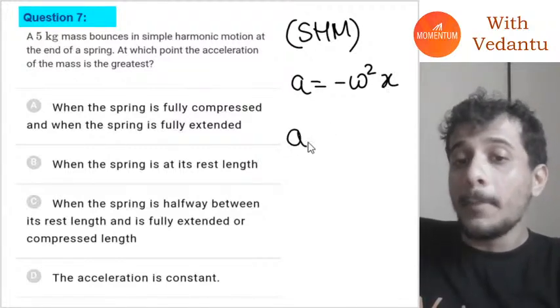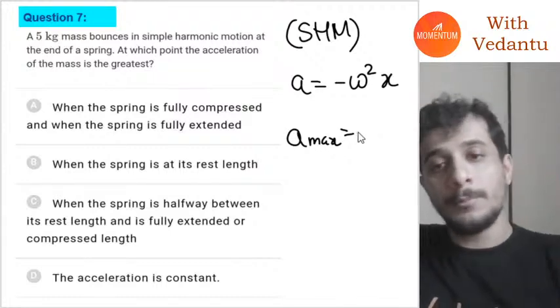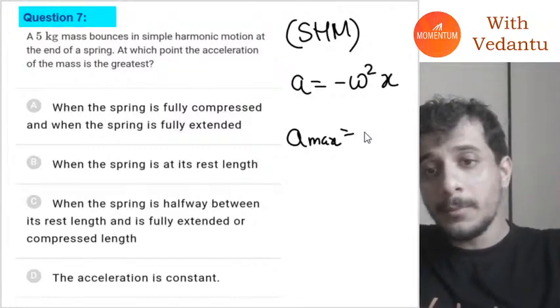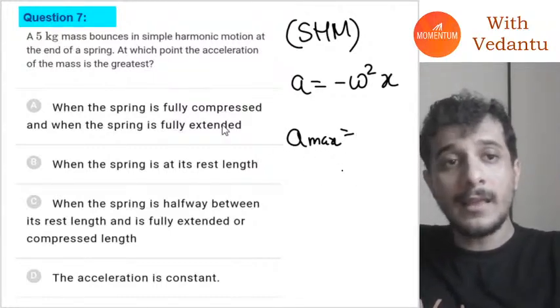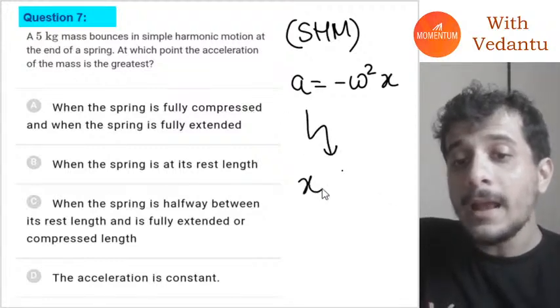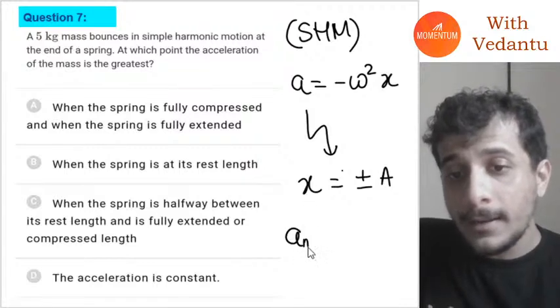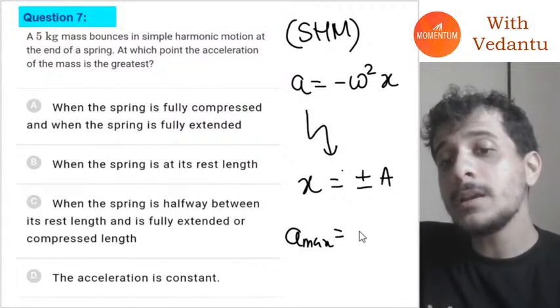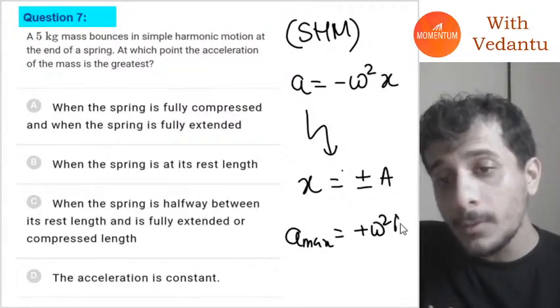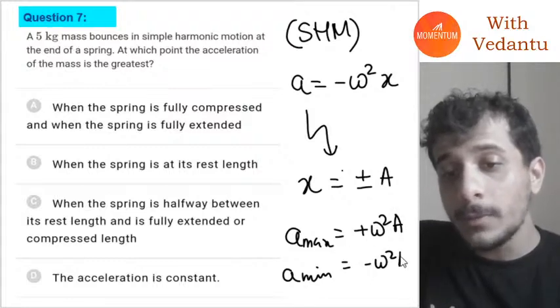Now the maximum or minimum value of this acceleration will be where? That will be when x is equal to plus or minus a. I can write the maximum acceleration will be equal to plus omega square a, and the minimum acceleration will be equal to negative omega square a.